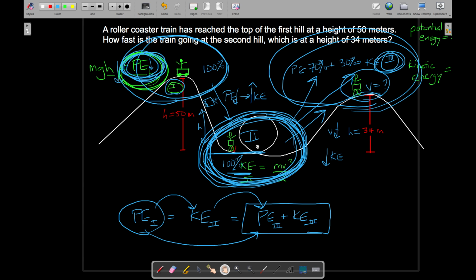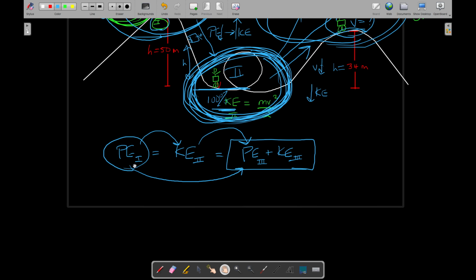But then after that, as we go up the second hill, a portion of that energy went to potential energy because it's starting to gain height. But then we still have a little bit of kinetic energy left because it is moving over the second hill. And all of those energies combined was the energy we had in situation 2 and in situation 1. So now we can just say that everything here is equal.